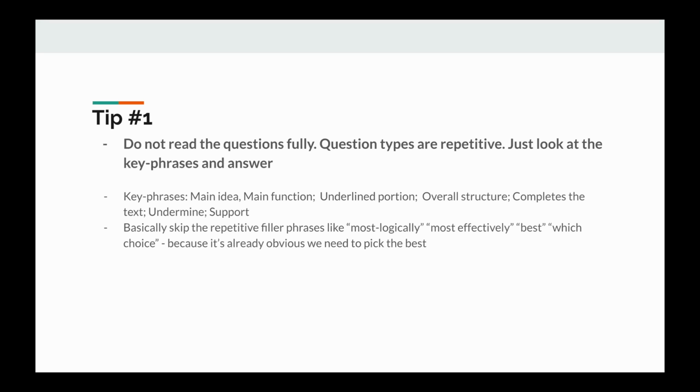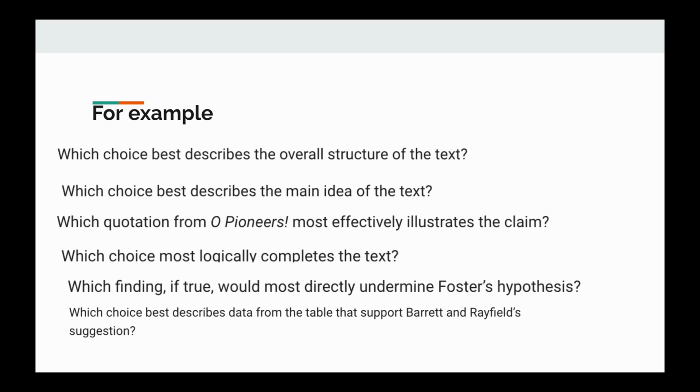I know it might sound kind of weird, but saving even 1 second per question will result in an additional 27 seconds at the end of the whole test. And you can use these 27 seconds to answer a whole question, which can boost your score by 10, 20, 30 points even. So this is very important in my opinion. So for example, what do I mean by filler phrases and key phrases?